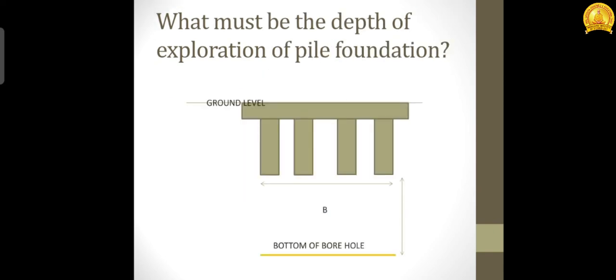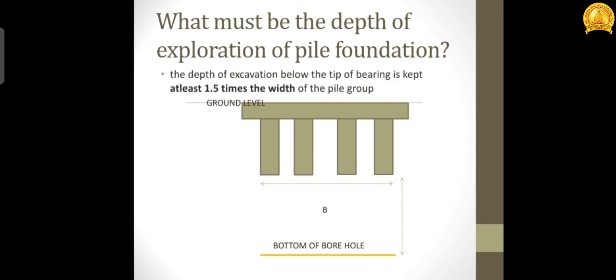In the case of pile foundation, the depth of exploration is taken from the tip of the bearing, that is equal to 1.5 times the width of the pile group. If B is the width of the pile group, the depth of exploration is taken from the tip of the bearing pile and the value is 1.5 times B from the tip of the bearing pile.